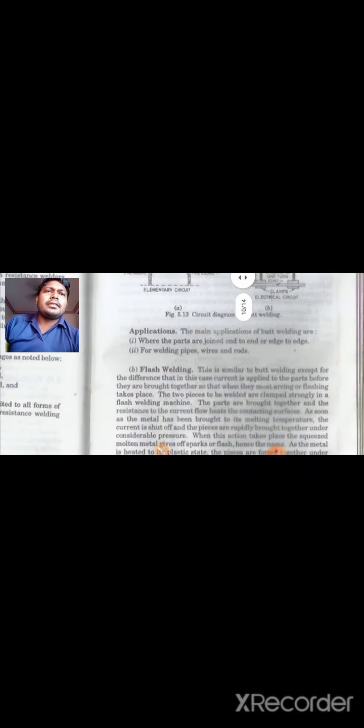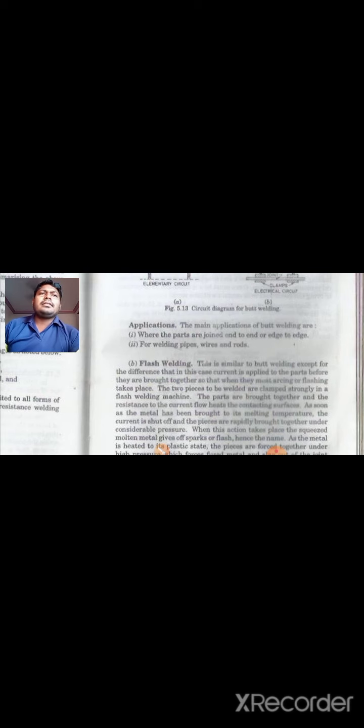Now its application. It is used where the parts are joined end to end or edge to edge. So the application is limited to joints where parts have to be joined edge to edge or end to end. These are also used for welding pipes, wires and rods. Its application is very useful because when we have to join pipes, wires or rods, we will use this kind of butt welding.